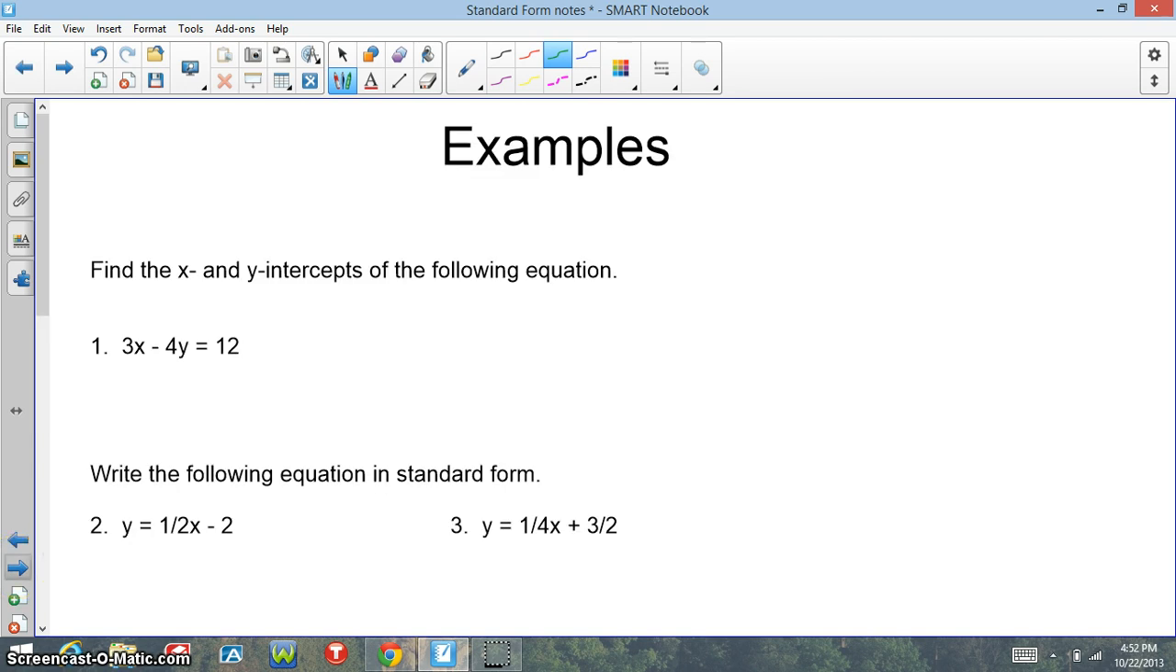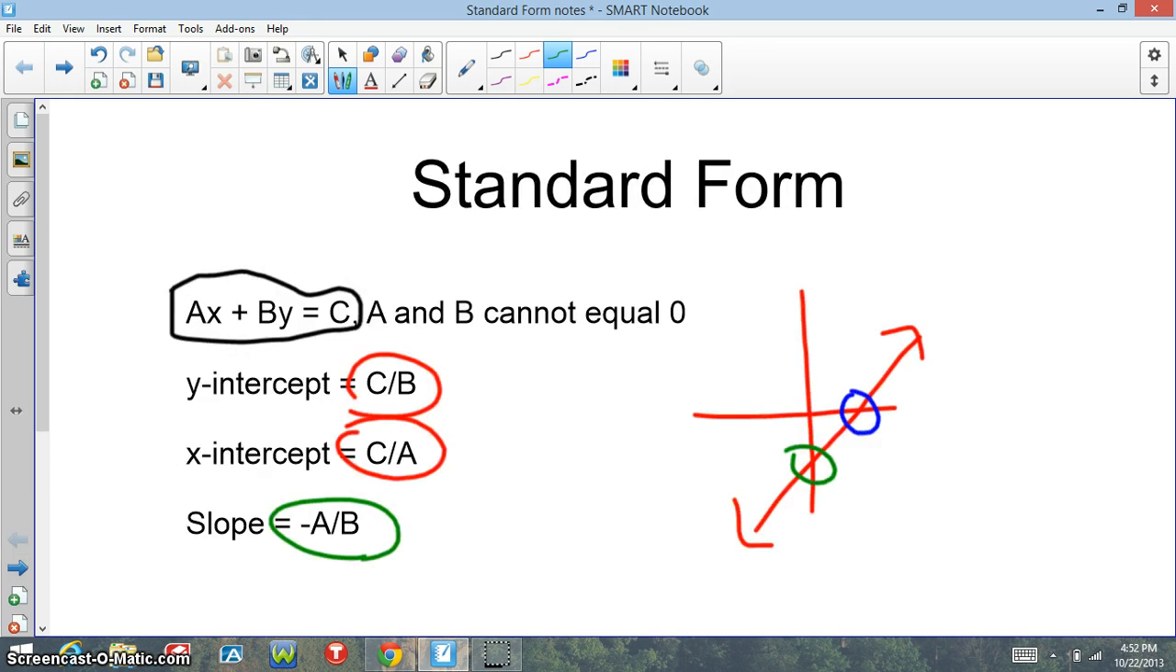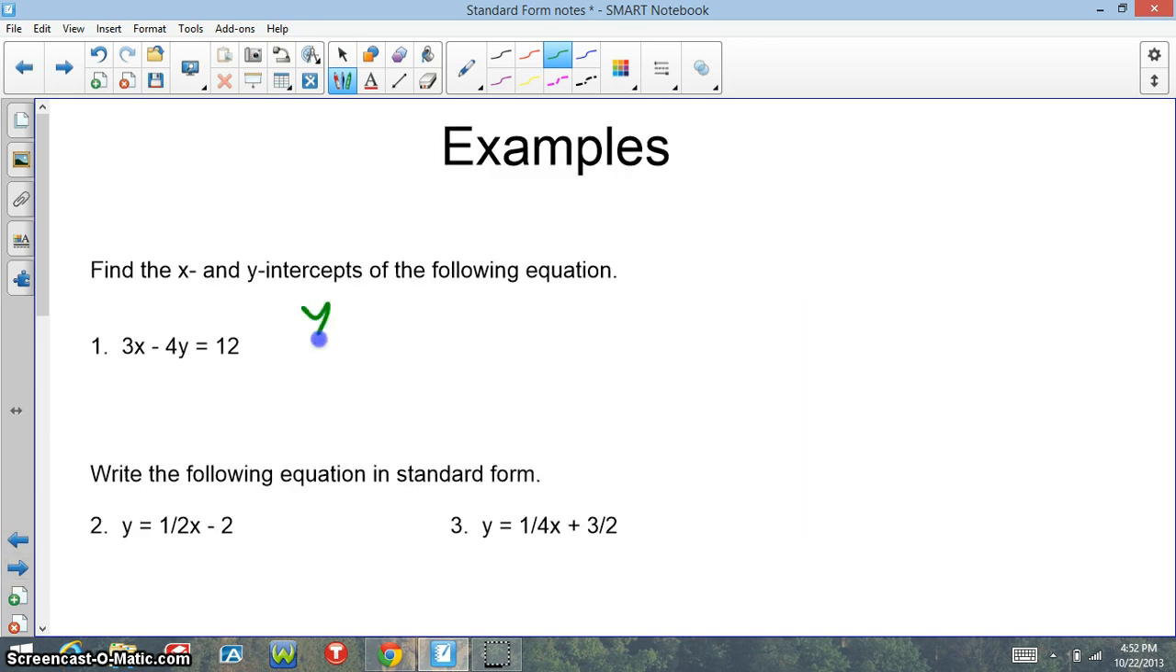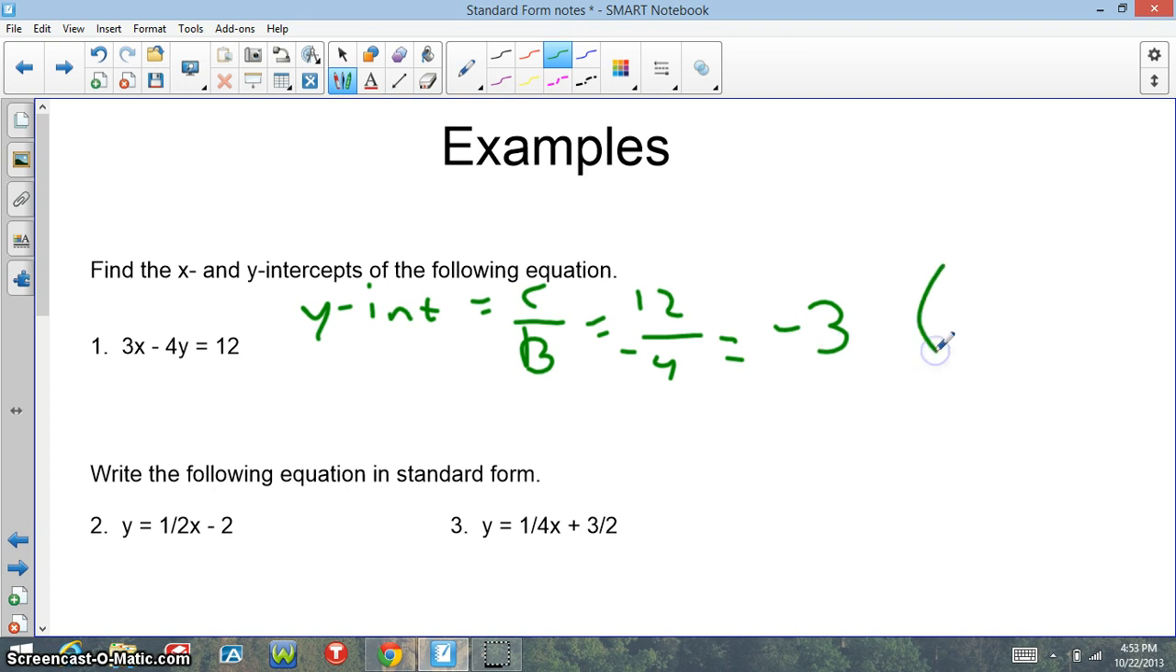For this first one, we want to find the x and y-intercepts from the following equation. Based on the previous slide, our y-intercept is c over b. Our c is 12, our b is negative 4, so 12 divided by negative 4 is negative 3. Now that's not our y-intercept, that's a value. Remember, our y-intercept is whenever the x is 0. So our y-intercept is 0, negative 3.